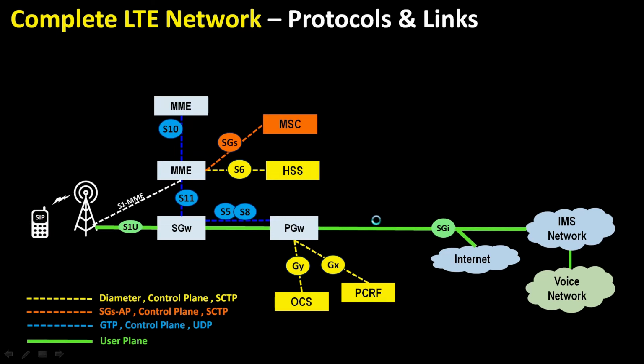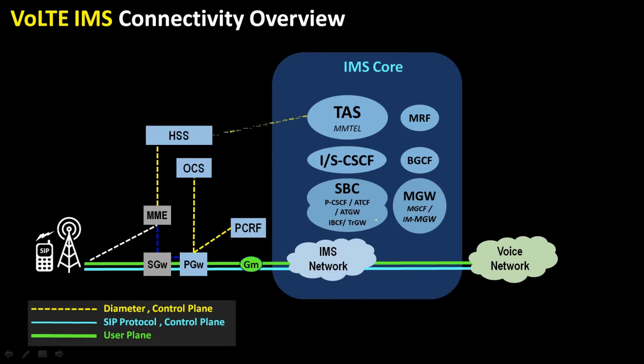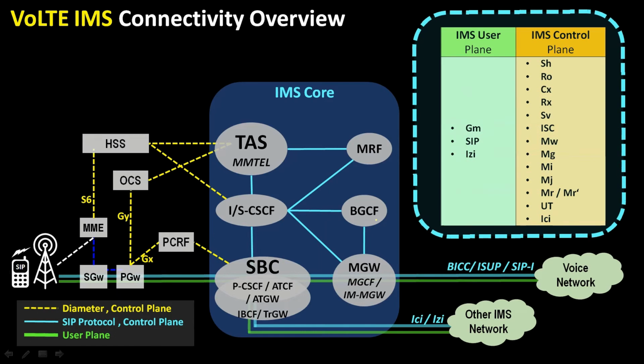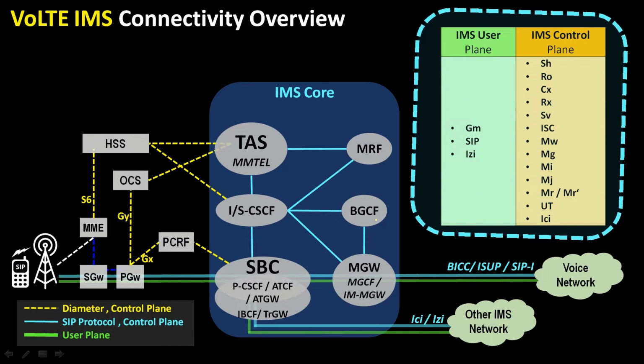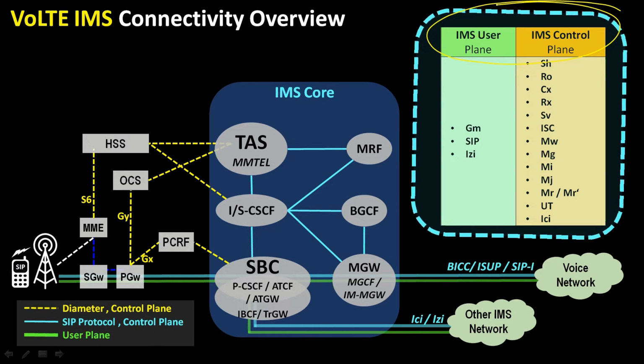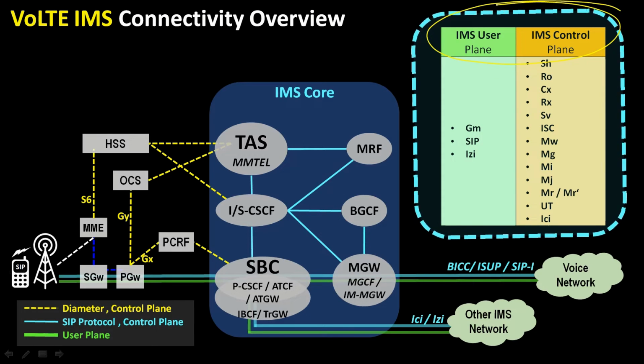This diagram shows the connectivity in 4G and IMS VoLTE network. We are going to understand each and every link in detail here. Diameter and SIP are the prominent protocols used in VoLTE IMS networks. We'll be starting with Diameter links and we'll take this journey to the SIP links. IMS control plane links consist of Sh, Ro, Cx, Rx, Sv, ISC, Mg, Mw, Mi, Mj, Mr, Ut and ICi. Similarly, we are going to discuss the IMS user plane links, which are Gm, SIP, Izi. Let's start our journey and understand these links in detail.